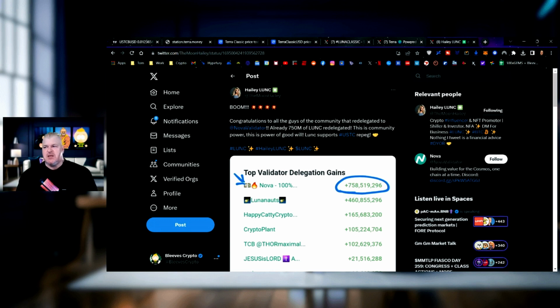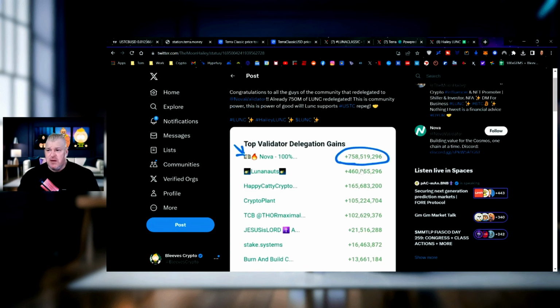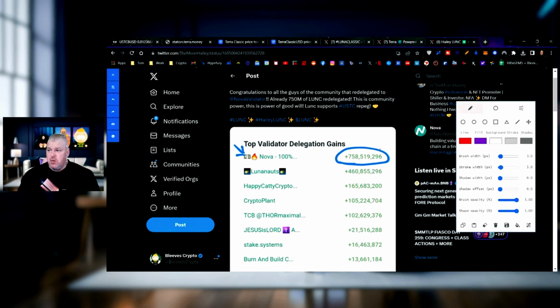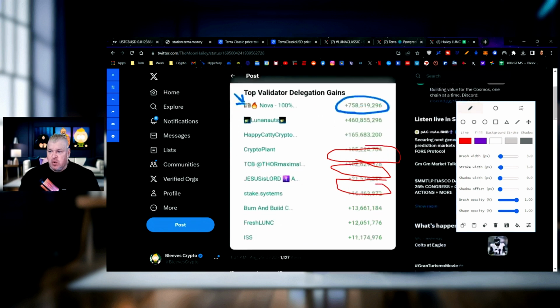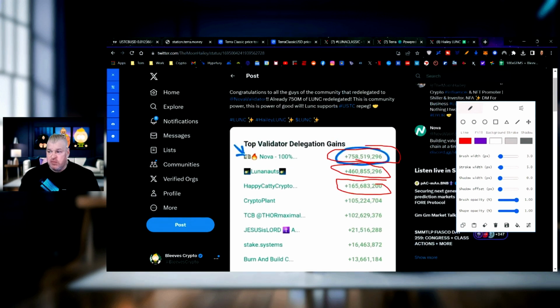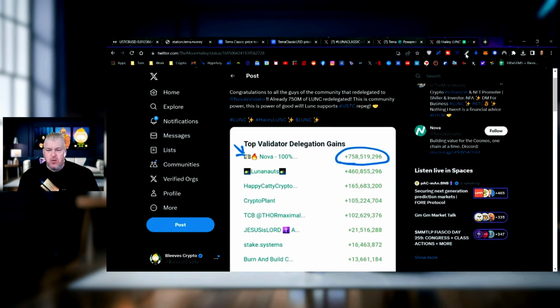And I think this is a little bit concerning, but you guys tell me what you think in the comments down below. Nova now holds 758 million of LUNC redelegated. Doesn't it seem like a lot to you? Doesn't it seem like we're starting to get more and more centralized? Because what we're doing is we're giving them voting rights. Is that not correct? So when we have 758 here, and then we have Luna Knots picking up a bunch more, and then we have Happy Caddy Crypto picking up a bunch more, and we have some of these smaller ones not picking up a bunch more. I know popularity reigns supreme, but popularity leads to centralization.